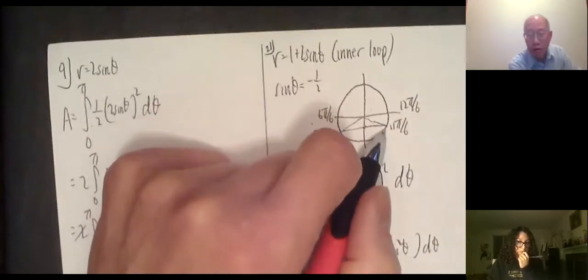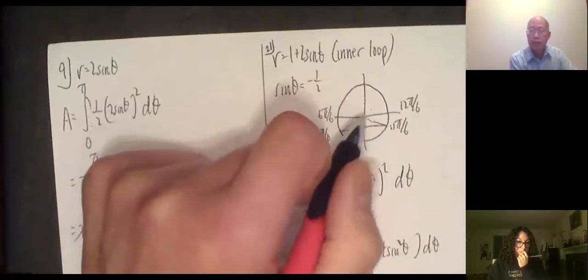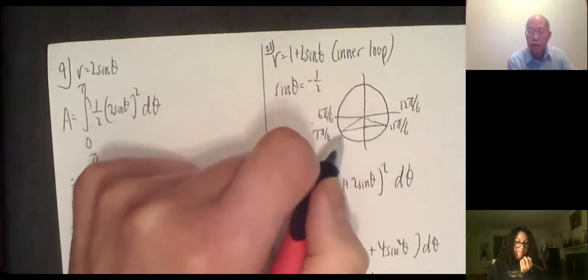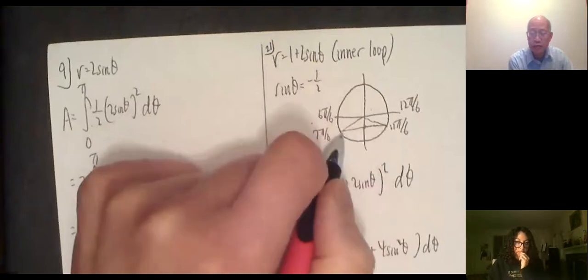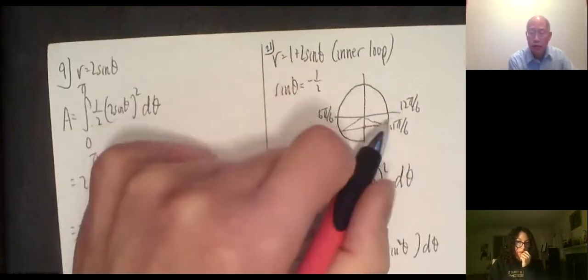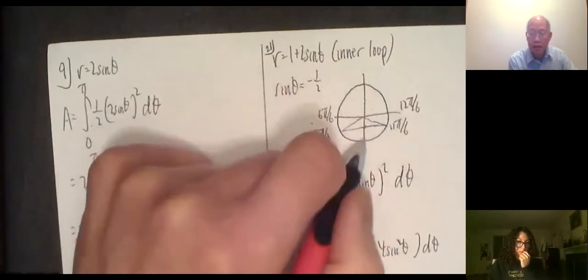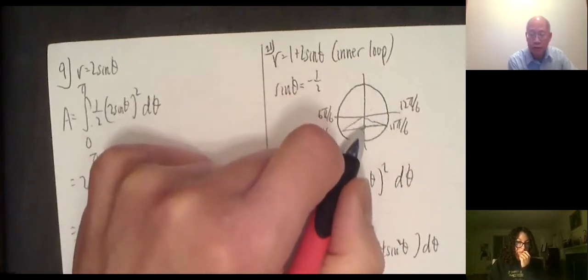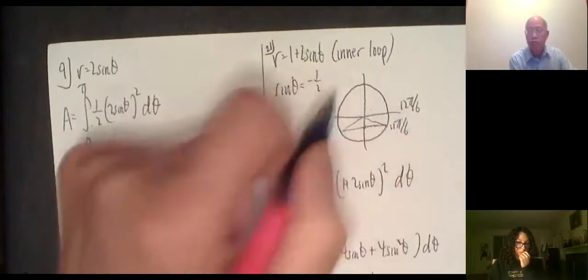Okay. And you might recall from that previous one we did last time, Tuesday, the inner loop was between these numbers, 7 pi over 6 and 11 pi over 6. That bigger outer loop was everything else, right? So it came like this, and then it swung around, then you had an inner loop, right? Then you come back out, and then you get the outer loop.